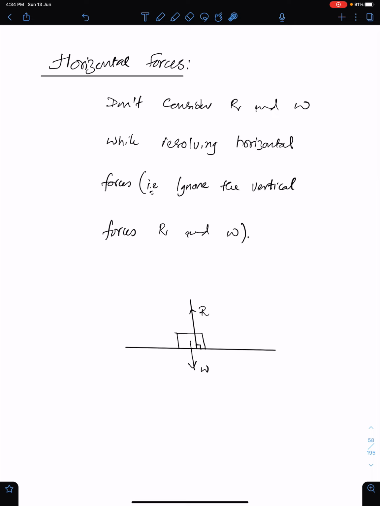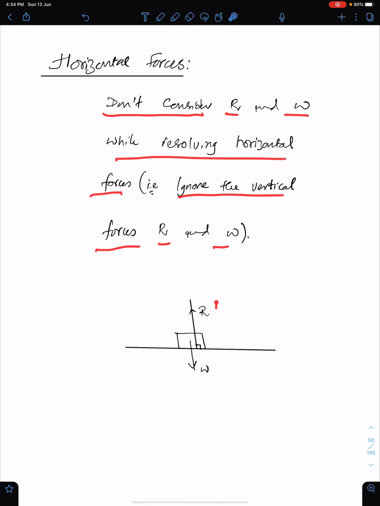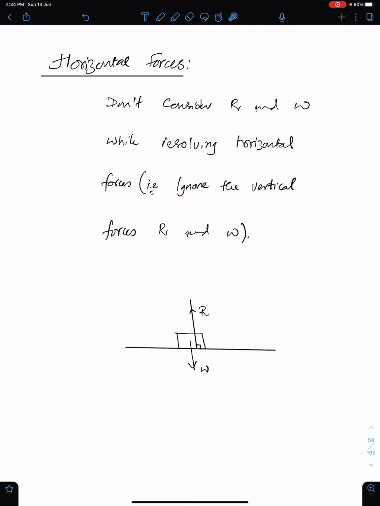Horizontal forces, an important note: don't consider the vertical forces, that is normal reaction and weight, while resolving horizontal forces. That is, ignore the vertical forces R and W. You need to ignore these two forces while resolving horizontal forces.